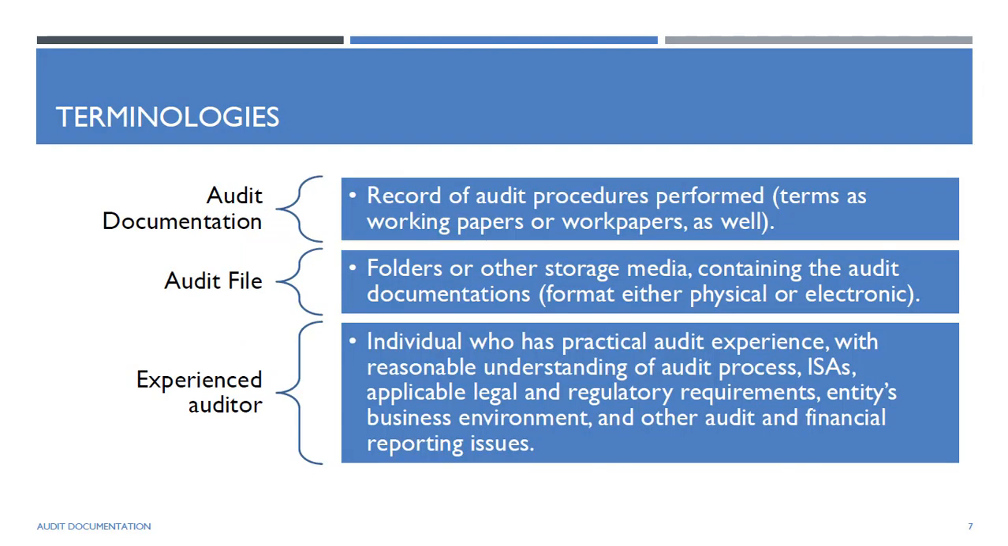Some terminologies that we need to be mindful of when we talk about audit documentation. This will be the record of audit procedures performed. It can be termed also as working papers or work papers. Audit file: these are folders or other storage media containing the audit documentation. It can be either in physical form or electronic. And also, the two major classifications of audit file will be permanent and current file.